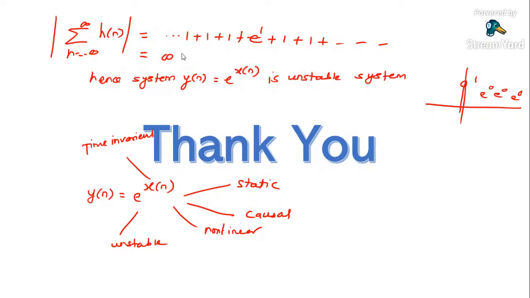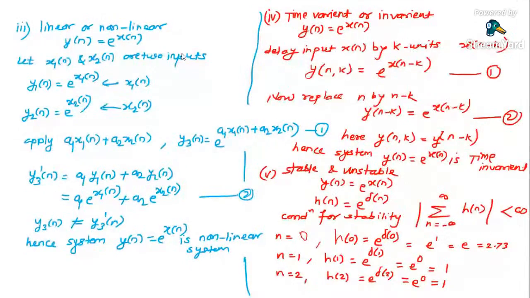So we have solved for y of n is equal to e raised to x of n, and we found that it is static, causal, non-linear, unstable and time invariant type of system. So this is a very important question. So you can prepare for these types of systems.